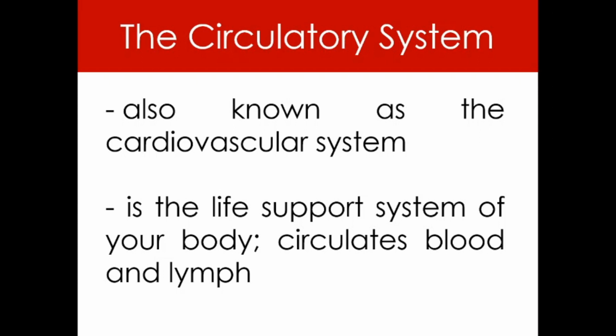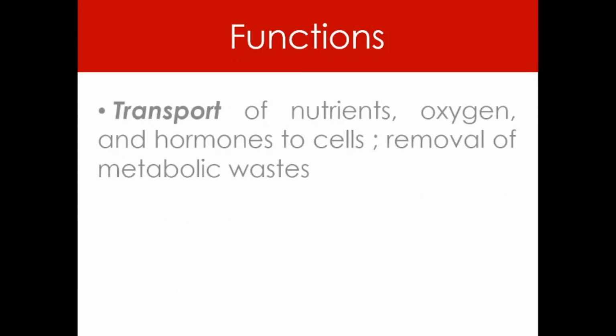It is the life support system of your body. It circulates blood and then the lymph also. Now, what are the functions of the circulatory system? Okay, so the first function here, it says here, transport of nutrients, oxygen, and hormones to cells, and then the removal of metabolic waste. So, transportation of nutrients.